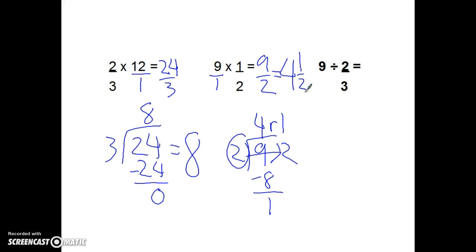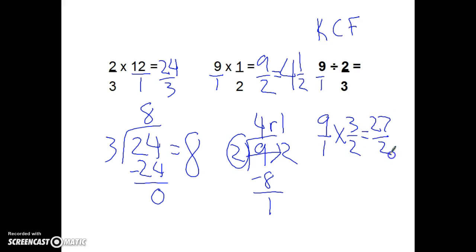And now we're to a division problem and things change up. Remember we're doing keep, change, flip. So I'm keeping my 9 over 1, change the division sign to times, flip the fraction. So now we have 27 over 2.